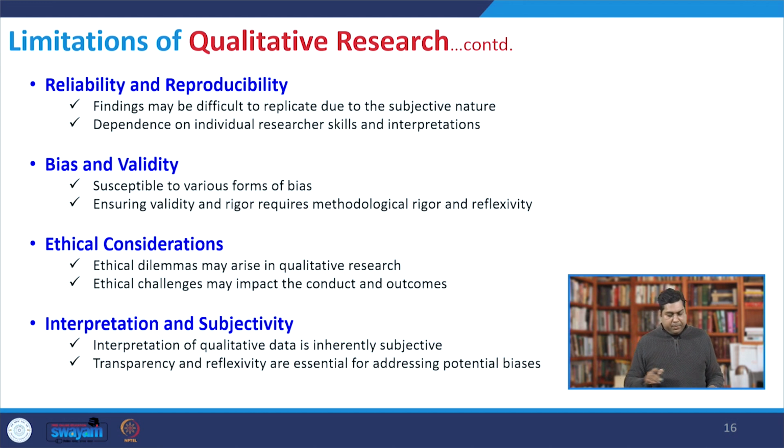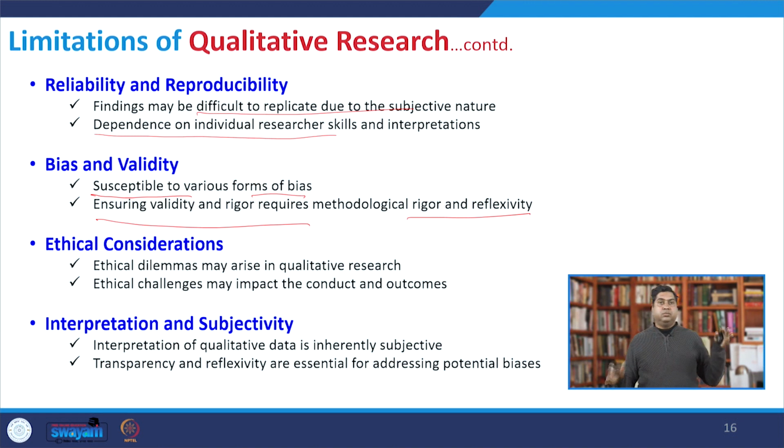Coming to reliability and reproducibility, findings may be difficult to replicate because of the subjectivity in nature. It depends on the individual researcher's skill and interpretation. So that is why whether your findings will be reproduced is not very sure. Bias and validity: it is definitely susceptible to various forms of biases. Ensuring validity and rigor requires methodological rigor and reflexivity.